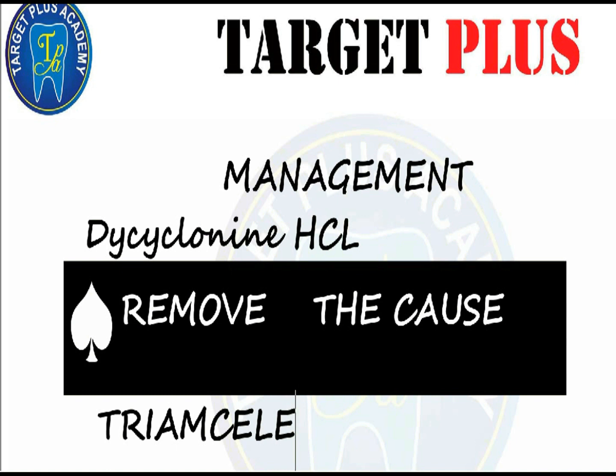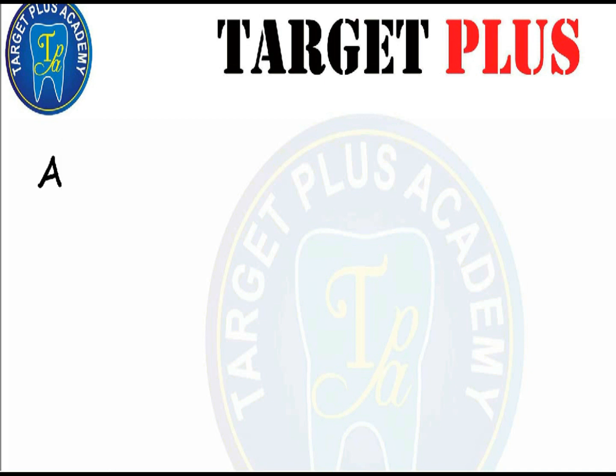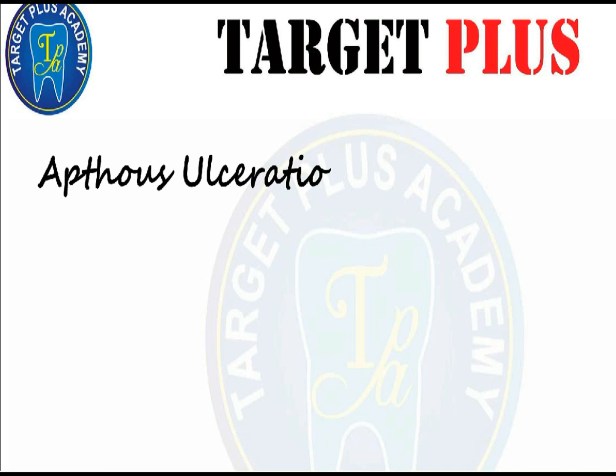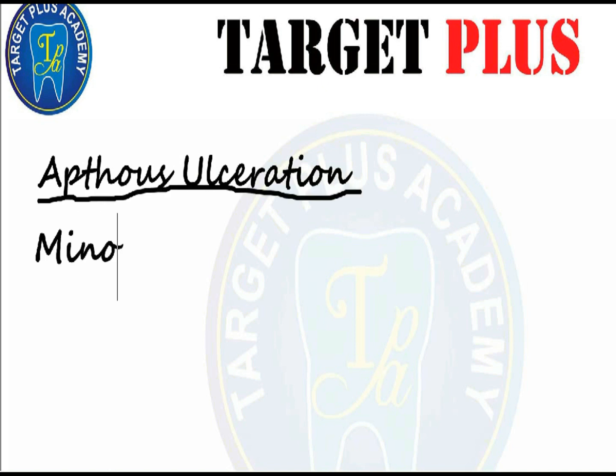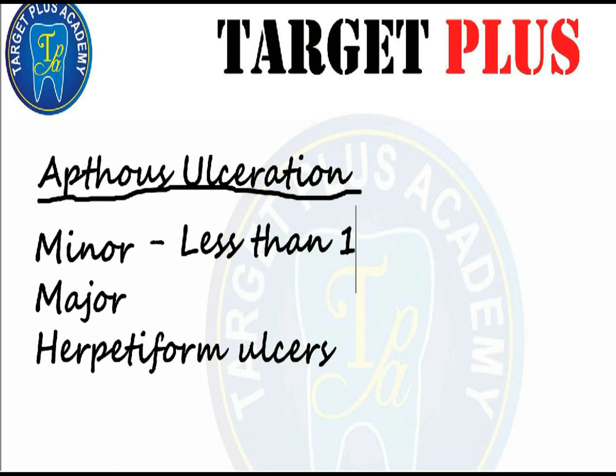Next we are going to discuss aphthous stomatitis. It is a common disease characterized by development of painful, recurrent, solitary or multiple ulceration of the oral mucosa, where the ulcer heals spontaneously and there is no sign of any other disease. They could be minor aphtha, major aphtha, or herpetiform ulcers.